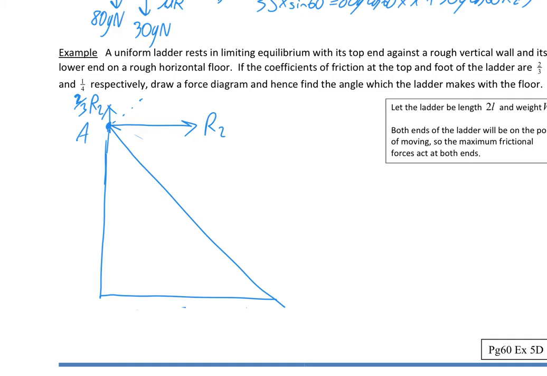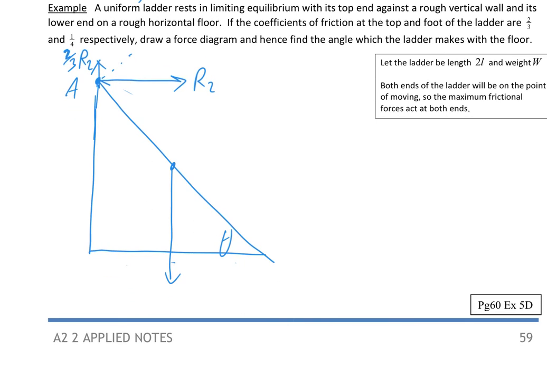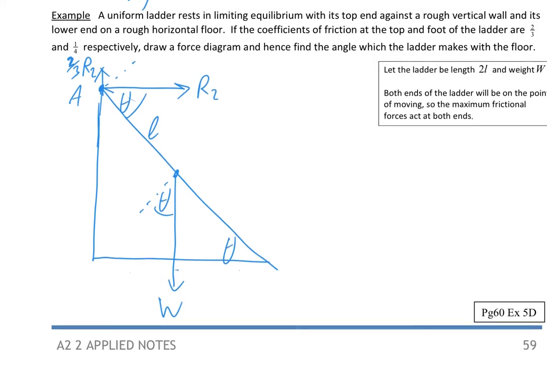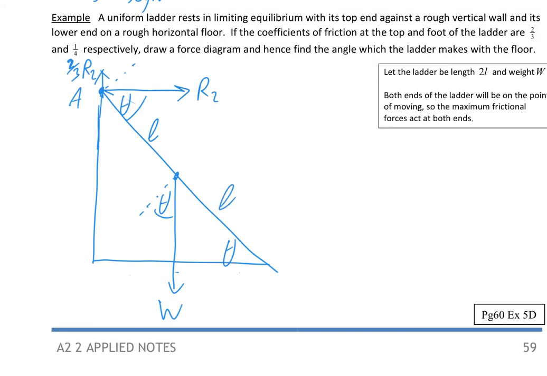I've also got my angle, which is theta, which we don't know. We've got the weight of this ladder, which we call W. That's theta. That is also theta. That is L. And that is L. And that is R1. And going this way, that is 1/4 R1.